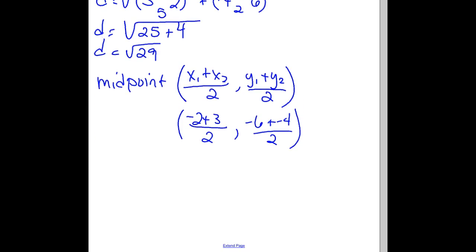All right, so simplifying this, -2 plus 3 is 1. We get 1/2 for the x coordinate. And on the other side, we have -6 plus -4. That's -10 divided by 2, or -5 for our y coordinate. And that would be the midpoint of that segment.